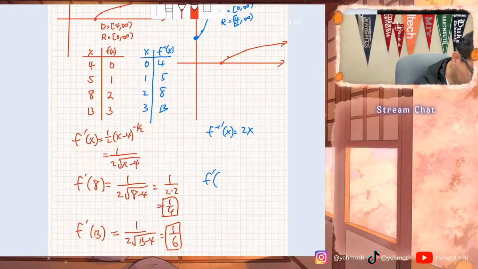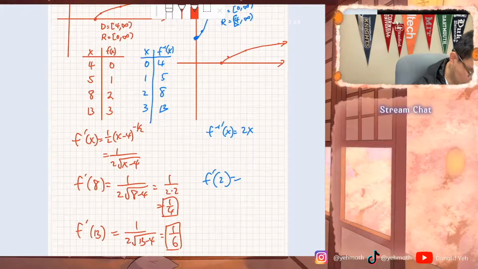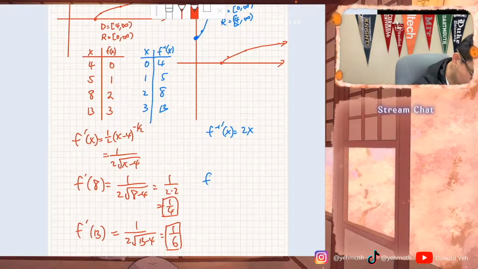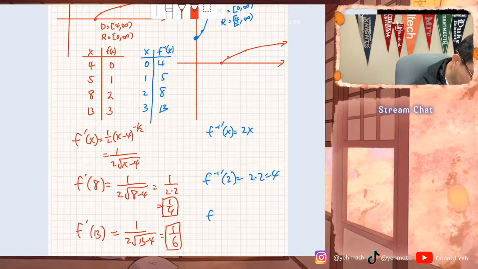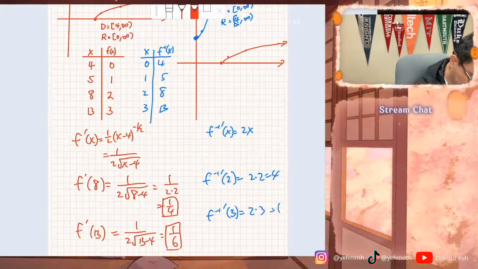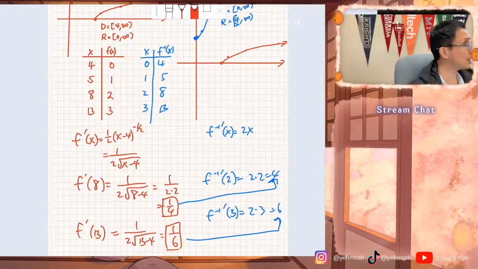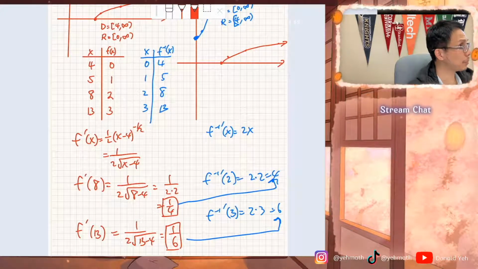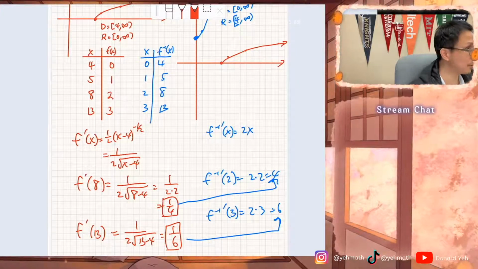F prime of 2 is equal to 2 times 2, that's equal to 4. F prime of 3, that's equal to 2 times 3, that's equal to 6. So it changed here and changed here. Do you see that relationship? They're just reciprocal, right?